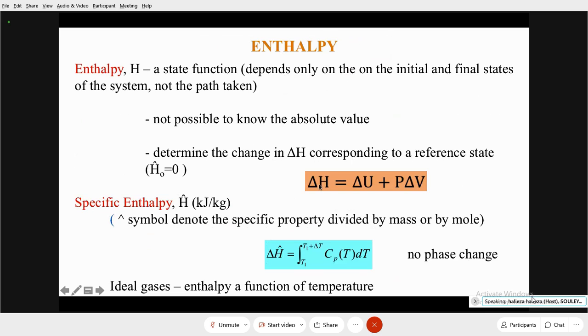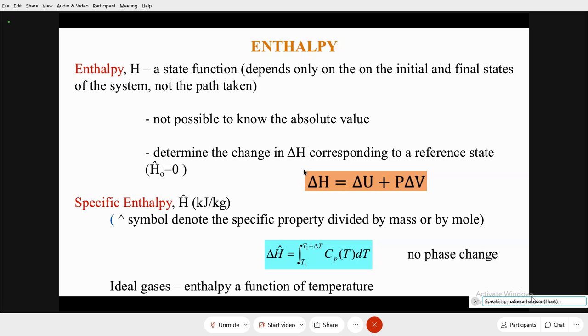You can calculate only delta enthalpy. You cannot calculate the absolute value, again the same as internal energy. So delta enthalpy is the difference from a reference point that you set, the same as your internal energy. You have to set a reference point.